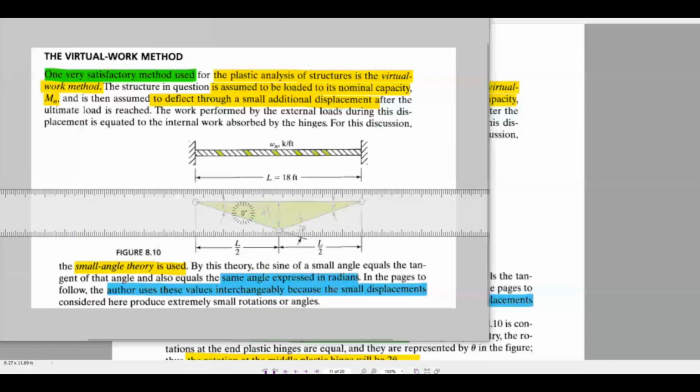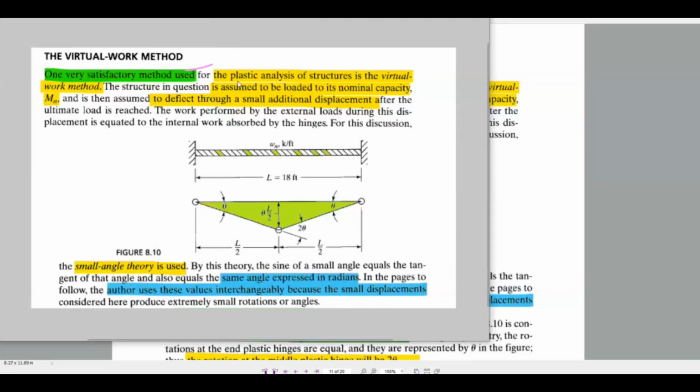One very satisfactory method used for plastic analysis of structures is the virtual work method. The structure in question is assumed to be loaded to its nominal capacity Mn and is then assumed to deflect through a small additional displacement after the ultimate load is reached. The work performed by the external loads during this displacement is equated to the internal work absorbed by the hinges. So work done by external loads equals work done by internal loads. That's the concept of the virtual work method.